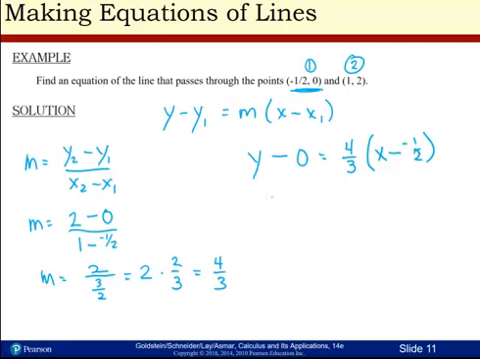What I end up with, if I simplify, distributing this 4/3, and then plus 4/3 times 1/2. So that's going to be 4 over 6, or 2 over 3. And that is the equation of a line that passes through that point.